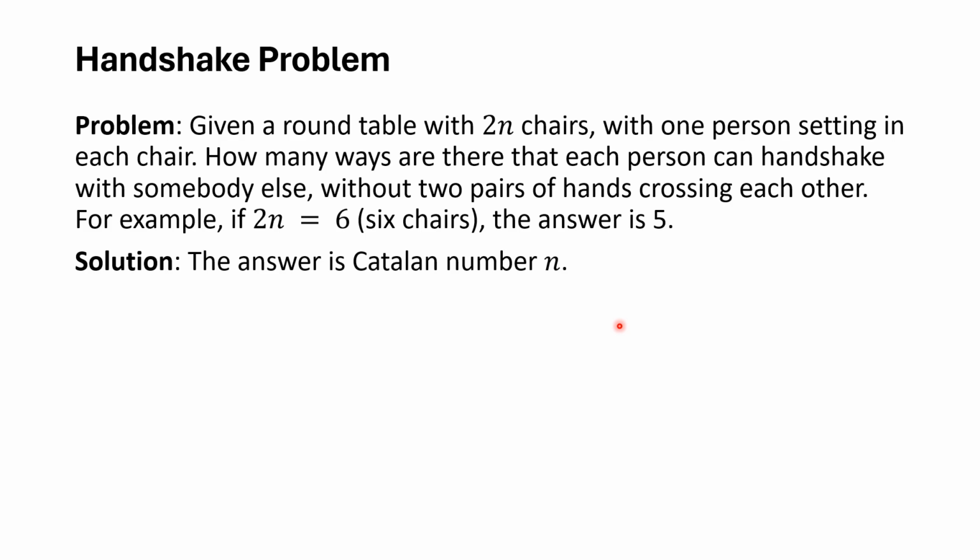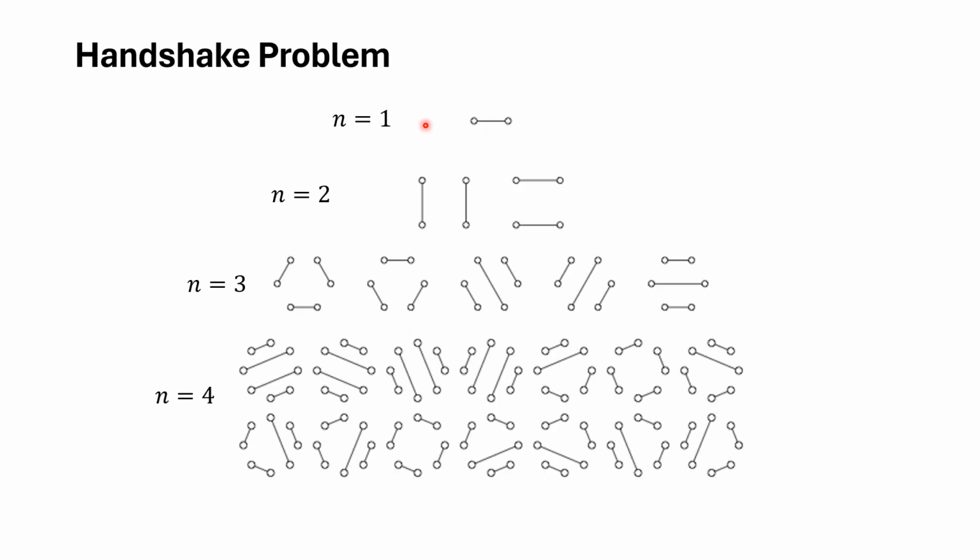And I have a diagram on the next slide, which I'll show you. So here's a depiction of the handshake problem with some solutions for n equals 1, 2, 3, and 4. So when n equals 1, remember there's 2n chairs and 2n people, so there's only one way for them to shake hands. Then when you have n equals 2 or 4 chairs, 4 people, they can shake hands this way or that way. They can't go this way and that way because then they would be crossing.